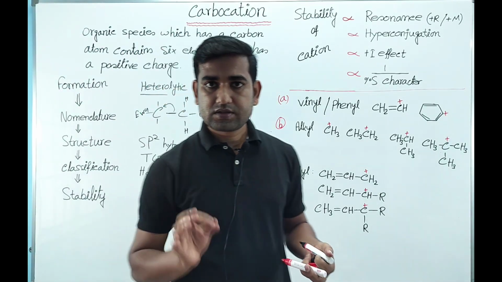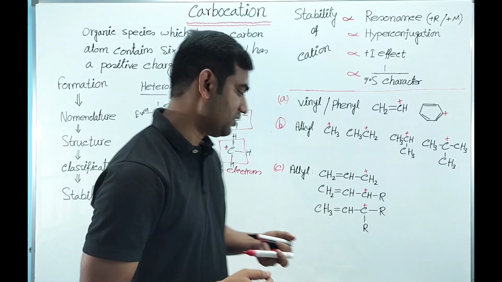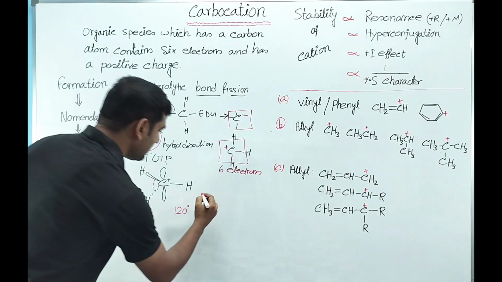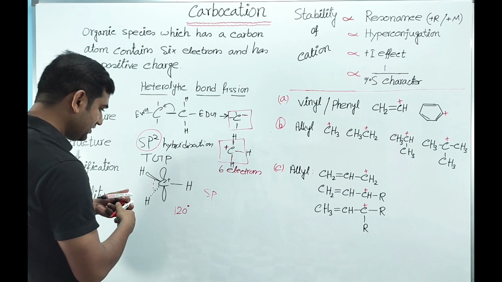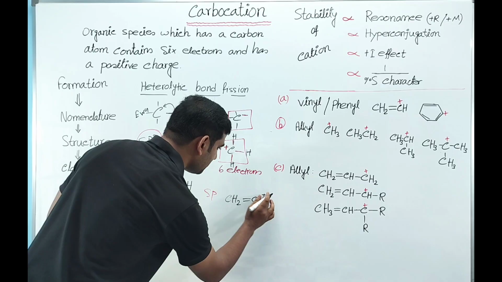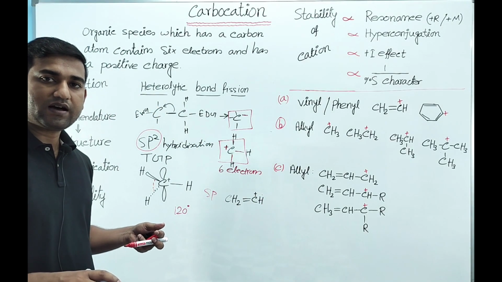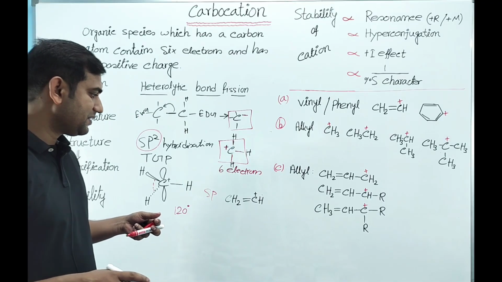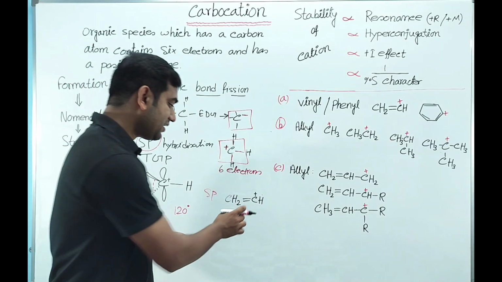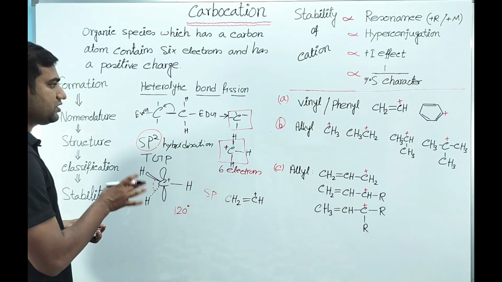And some carbocations are sp hybridized, like the vinyl cation. So generally carbocations are sp2 hybridized, and the sp hybridized carbocation is like CH2=CH+, the vinylic carbocation. When the carbon bearing the positive charge is attached with a double bond, this carbon is sp hybridized. So this is the hybridization.